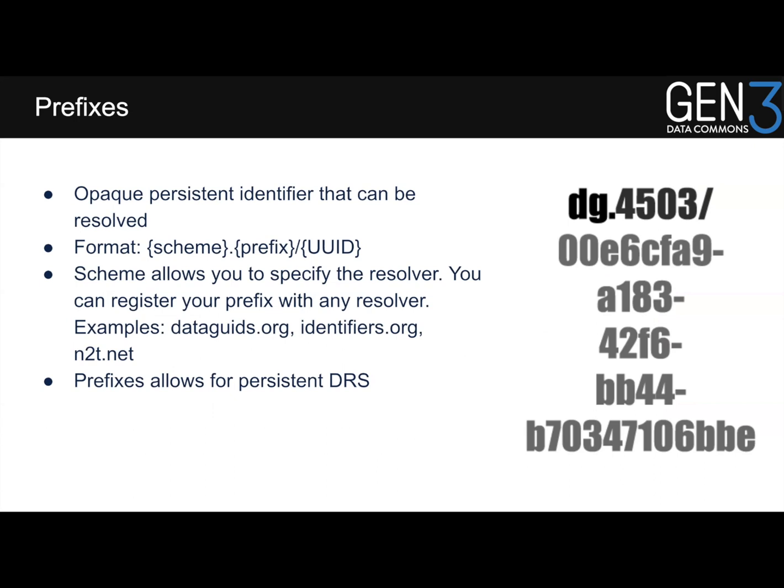The prefix can be resolved using any resolvers like dataguid.org. The second part is the unique identifier that is unique to one particular file. Gen3 Indexd also supports aliases. These are user-defined unique identifiers that map on to the GUIDs.